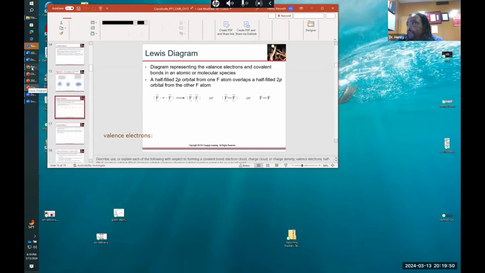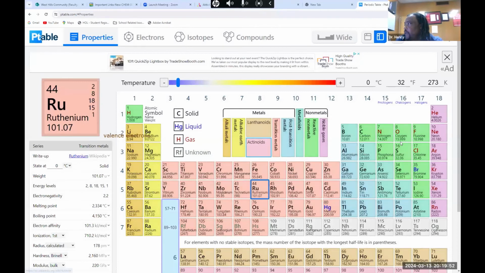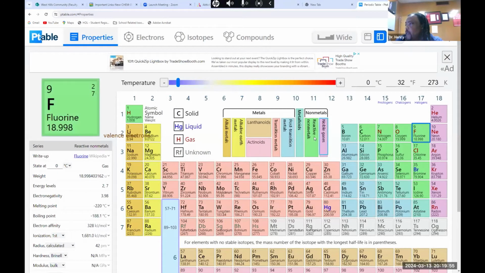Pull up the periodic table again. Okay, so here's fluorine, right? Now, the way that we determine our valence electrons is that you're going to be looking at our S and our P, and you're going to count all the electrons in that row for S and P. So if we're looking at fluorine, we're just going to go to that second period and we're going to count 1, 2, 3, 4, 5, 6, 7. And that's going to represent the valence electrons.